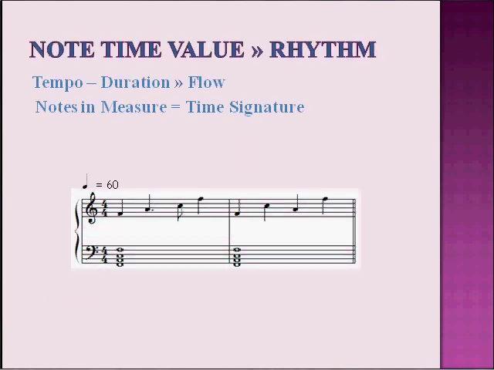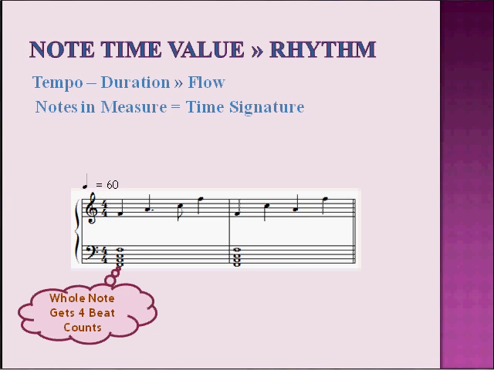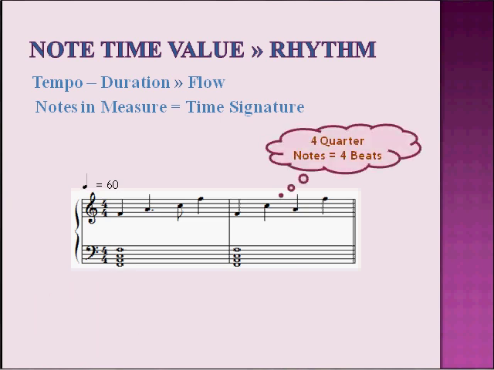Now tempo and duration put together is the flow of music, and notes in a measure equals the time signature. Here we start off at the tempo. We say the quarter note equals 60, so it's 60 beats per minute. Our whole note gets 4 counts here, as well as our 4 quarter notes get 4 counts. So those are the same, you can see on top of each other.